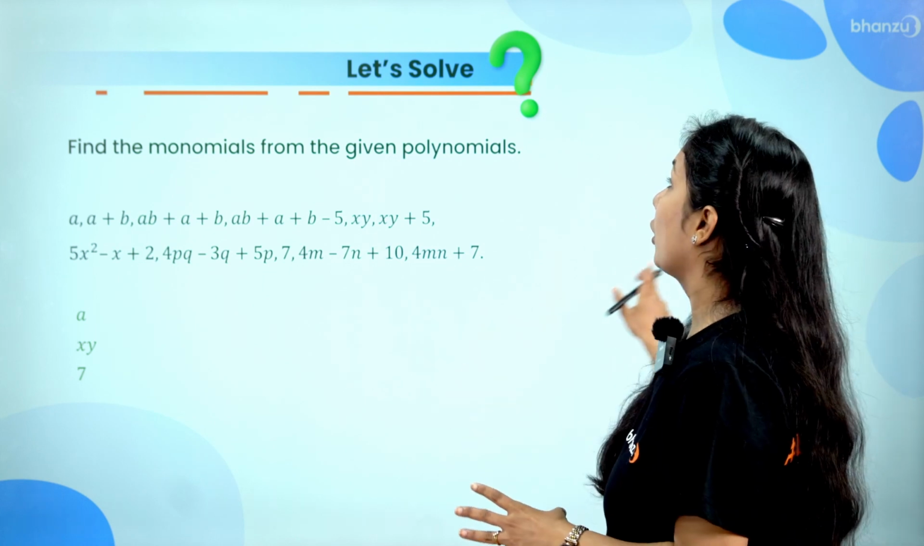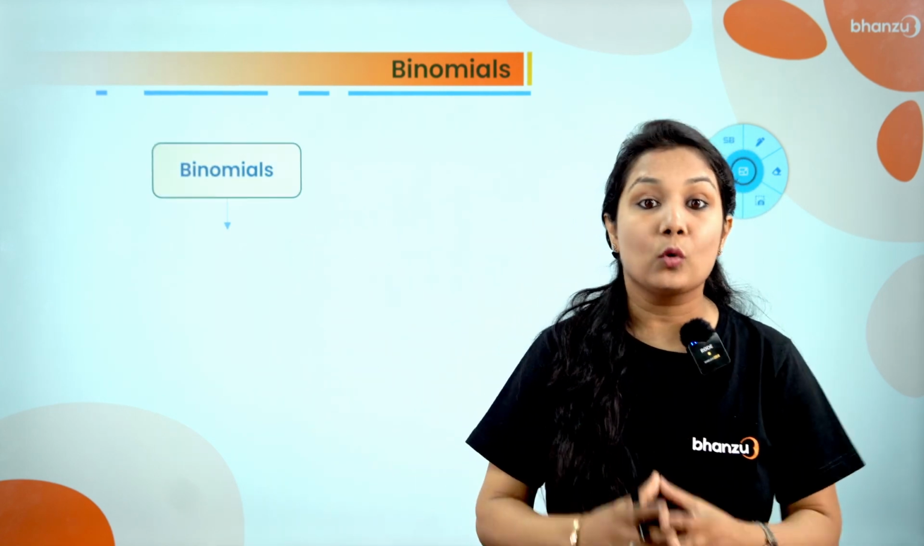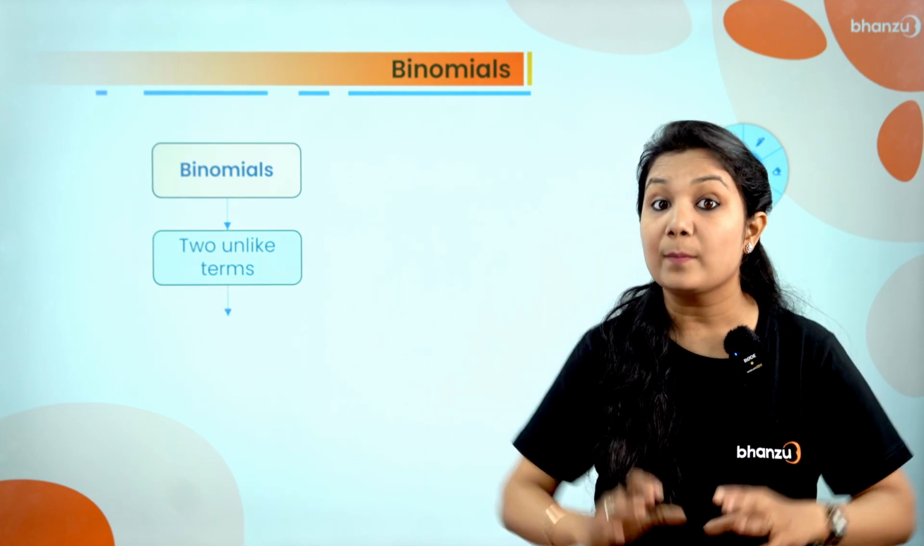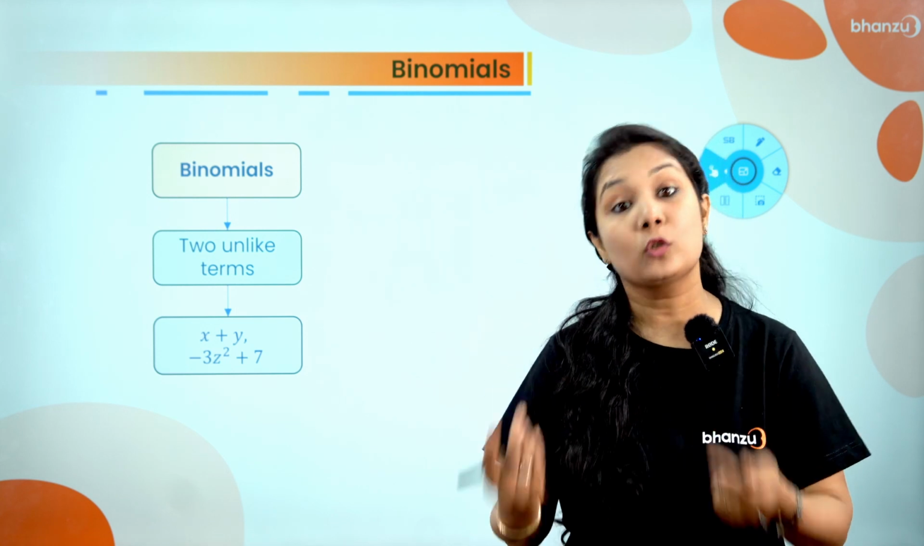Now let's talk about what are binomials. Bi means two. So binomials are those expressions which have two terms. And when we say two terms, it's two unlike terms, because if they are like, then we have to simplify first.